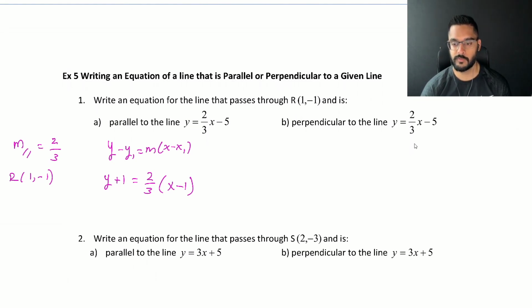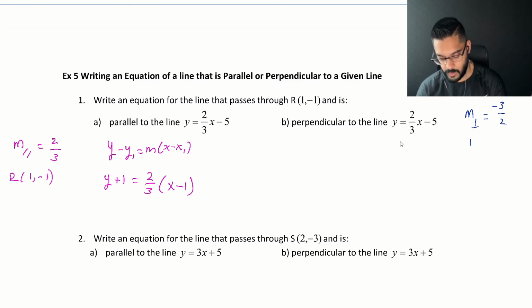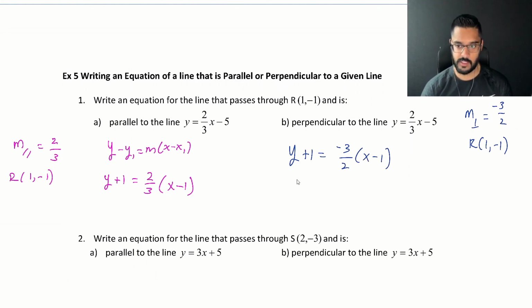We can do something similar for b, but this time I need to use the perpendicular slope. So the perpendicular version of 2 over 3 is going to be negative 3 over 2. The point is the same, 1, negative 1. So my line becomes, again, y plus 1 equals negative 3 over 2 times x minus 1. And there's the equation of my line. We don't have to convert it. We weren't asked, so we don't need to. So let's leave it right here.